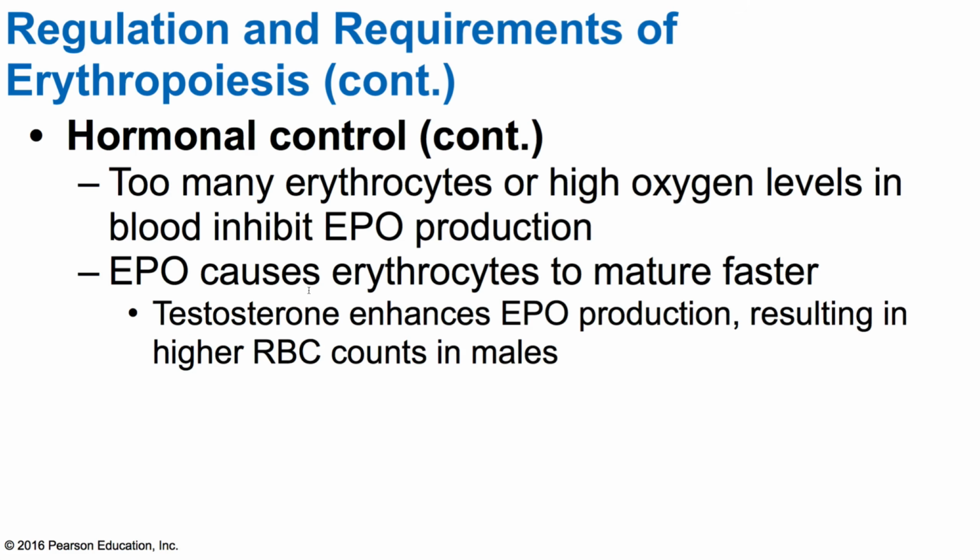Again, remember, EPO also causes erythrocytes to mature much faster. Testosterone enhances the EPO production. So when you're doing a lot of lifting of weights, one of the things that happens is your body starts producing more testosterone too. And testosterone just reinforces this EPO production. So this will lead to a higher red blood cell count in men.